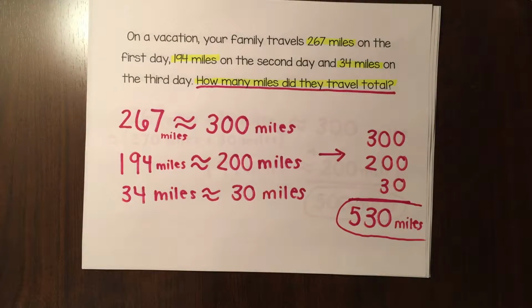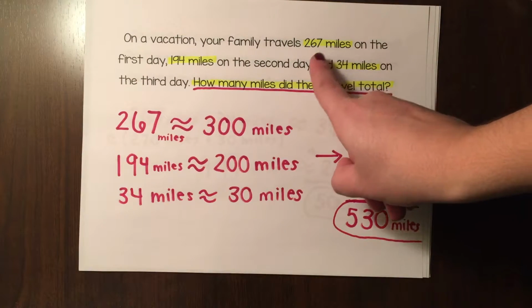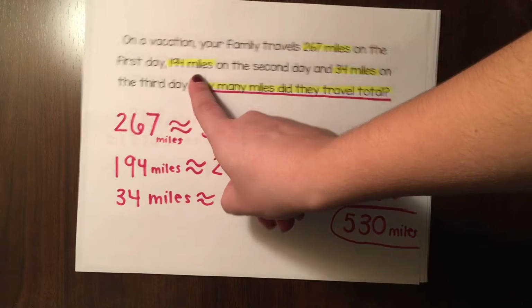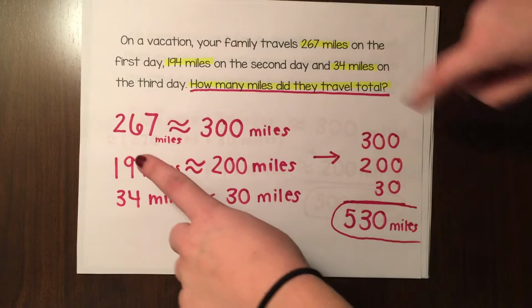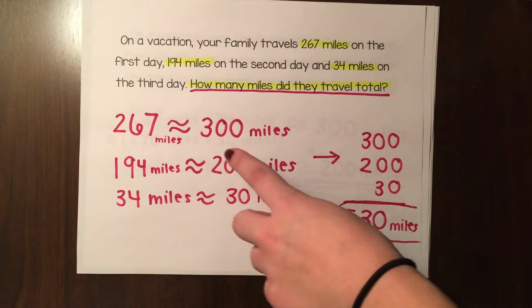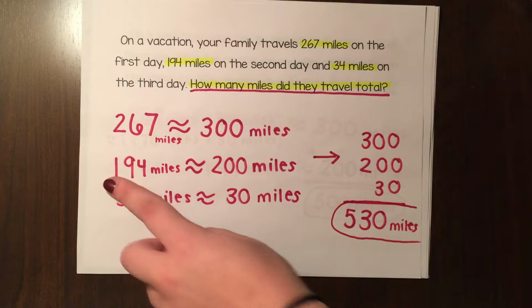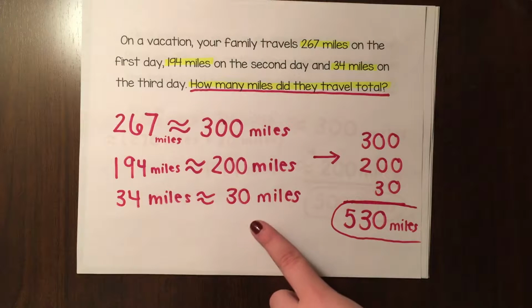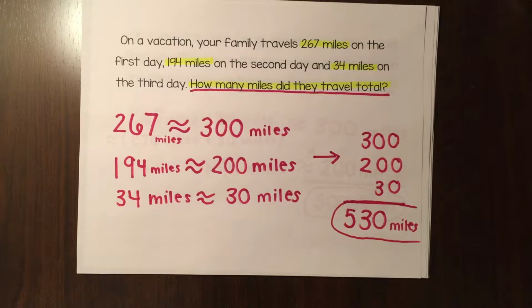Looking at our problem, we are trying to solve how many miles they traveled total. We know that they traveled 267 miles on the first day, 194 miles on the second day, and 34 miles on the third day. First, rounding 267 miles to 300 miles. Second, we can round 194 miles to about 200 miles. Lastly, we can round 34 miles to about 30 miles. Adding all of these up, we get an estimation of about 530 miles total that they traveled over the 3 days.